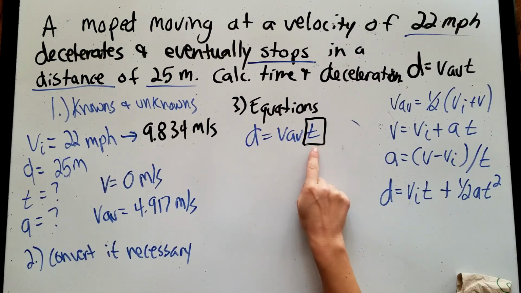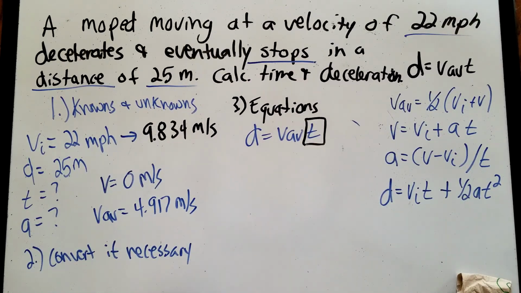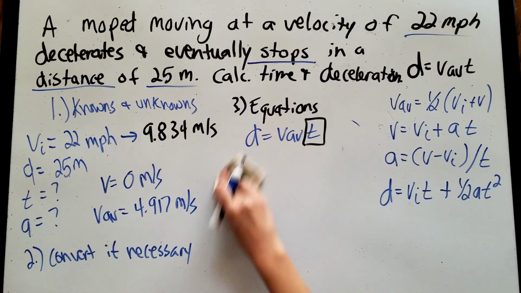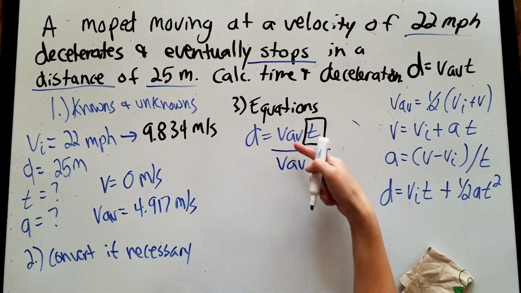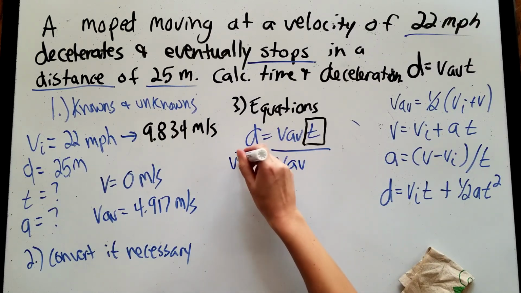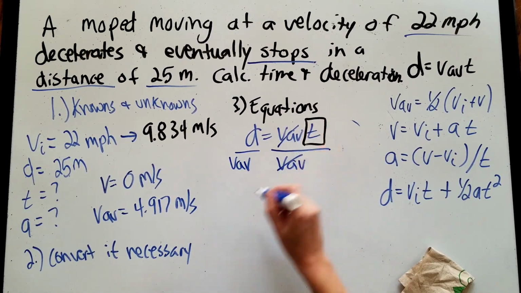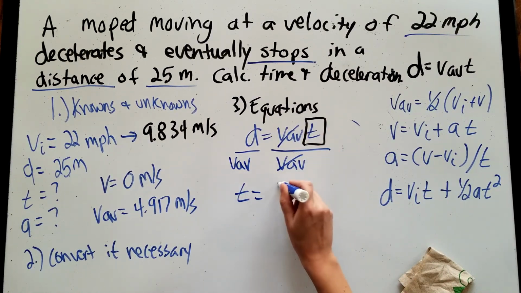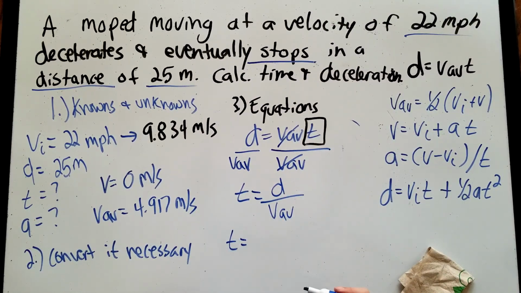So if I want to get time by itself, what this equation is doing is it's taking your average velocity and multiplying it by time. So what I want to do is the opposite of multiplication. The opposite of multiplication is division. So I'm going to divide by average velocity because that's the one I'm trying to get rid of. Whatever I do to one side of the equation, I have to do to the other. On the right side, it cancels, leaving me with t by itself. So I'm going to take distance and divide that by the average velocity to solve for time.